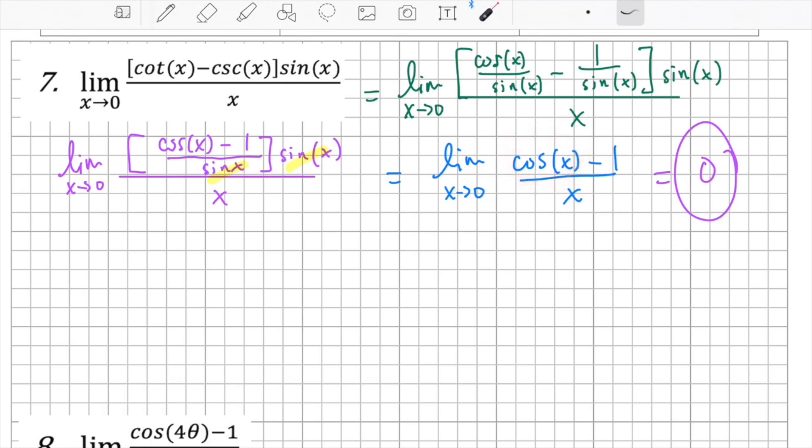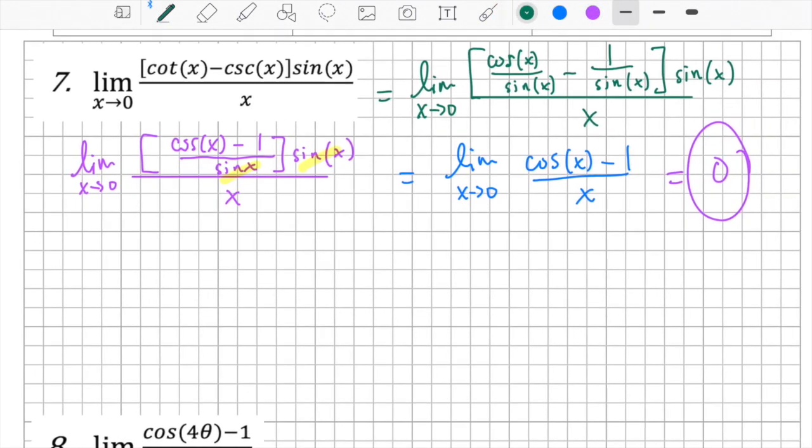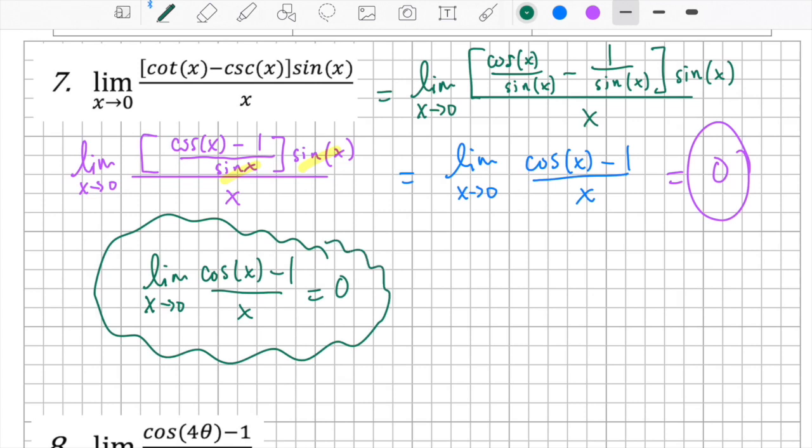So look, if you would plug it in, cosine of 0 is 1. 1 minus 1 is 0 over 0, so it's indeterminate. So there's this property that I want you guys to learn. It says that if you have the limit as x approaches 0 of cosine of x minus 1 over x, that's equal to 0. So that's one property we should memorize.